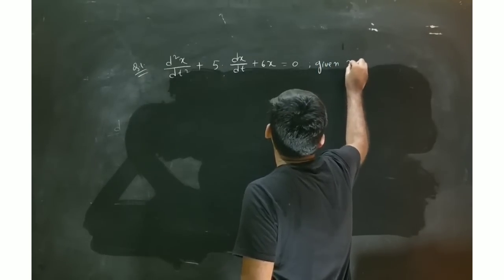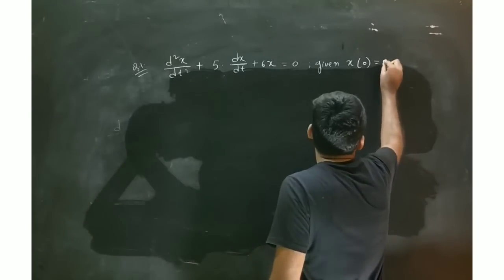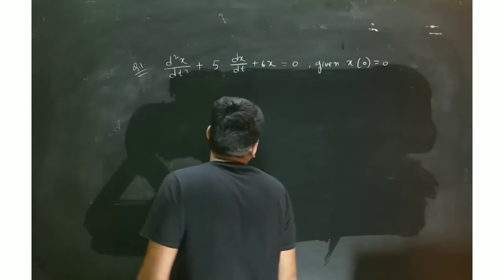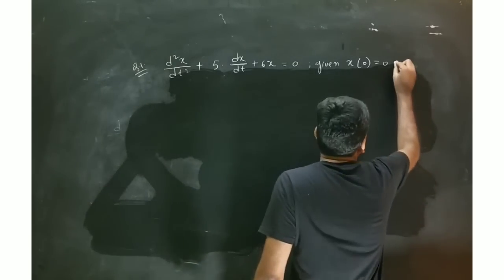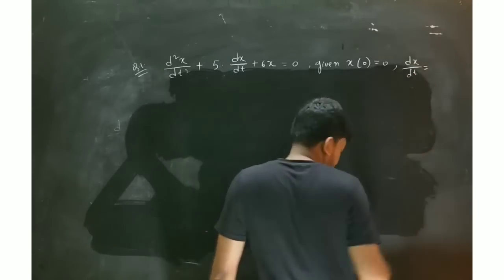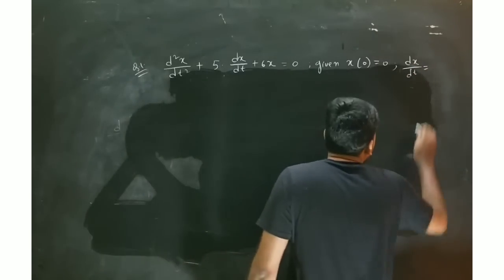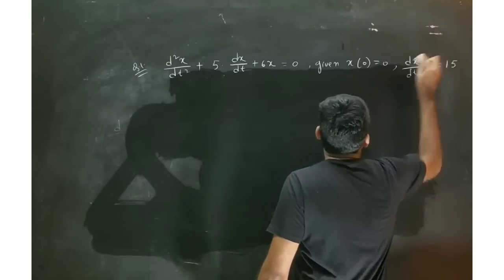We are given that x of 0 is equal to 0. That means at t is equal to 0, x is equal to 0. And another condition is dx/dt is equal to 15, and this is also at t is equal to 0.